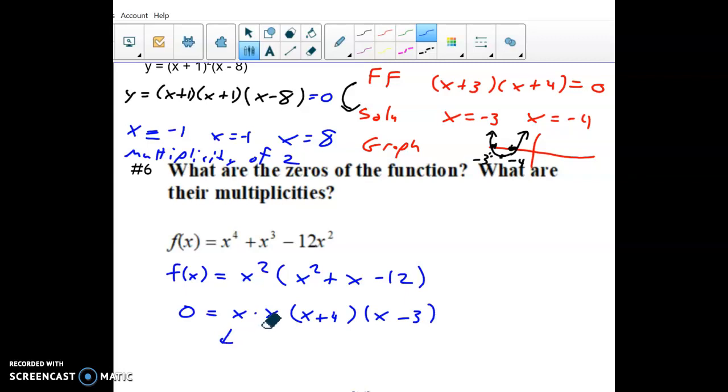So each time you have a times x, that leads to an answer of 0. So that would have a multiplicity of 2 because there's 2 zeros there. And then if you set that one to 0, we'd have -4. That has a multiplicity of just 1. And set the final one to 0, and we get 3. So this x to the 4th had those 4 answers. 0 has multiplicity of 2, -4 multiplicity of 1, and 3 multiplicity of 1, because it's just 1, 3 as our answer.